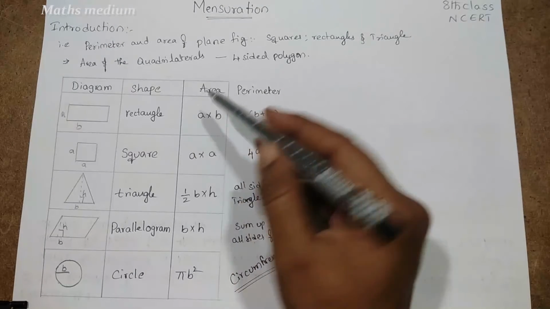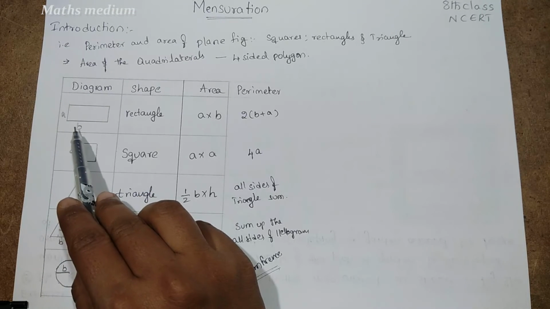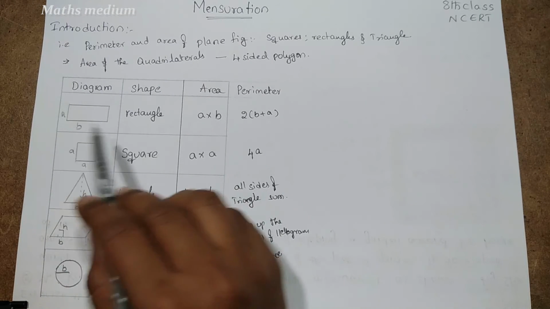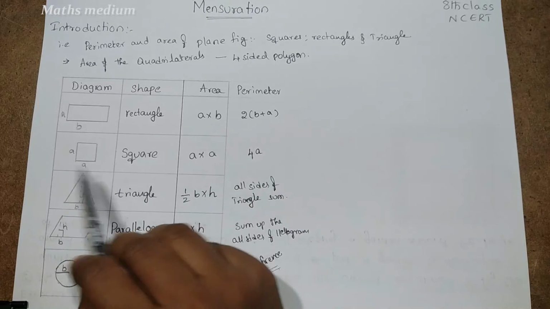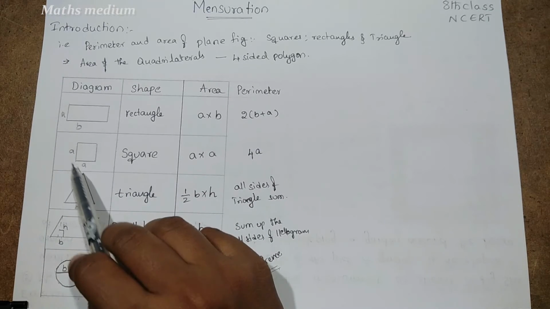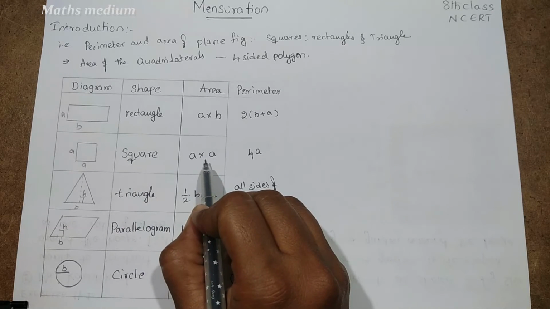Okay, but here area is a into b. It means one side of the rectangle into another side of the rectangle. If you multiply those two, we get area. Here the perimeter formula is this. And coming to the square also, one side is a, another side also a. That's why it is a into a. We can call it a square also.